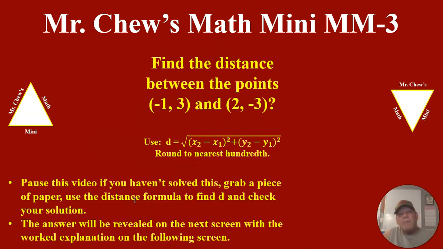Get out a piece of paper, a calculator, and use that distance formula to find D, rounded to the nearest hundredth. The answer will be revealed on the next screen with a worked explanation on the following screen. Pause this and work it now.